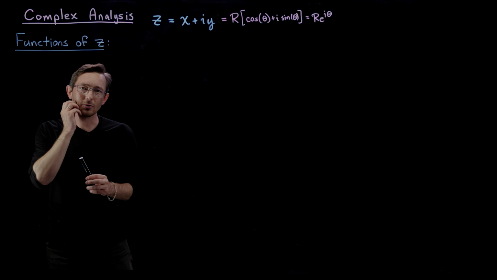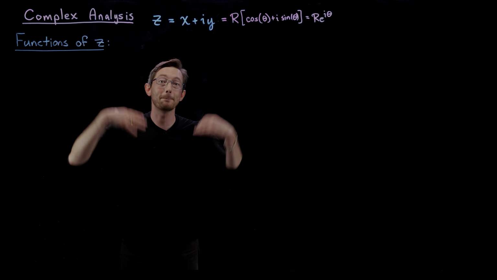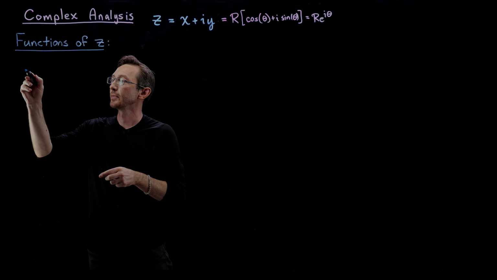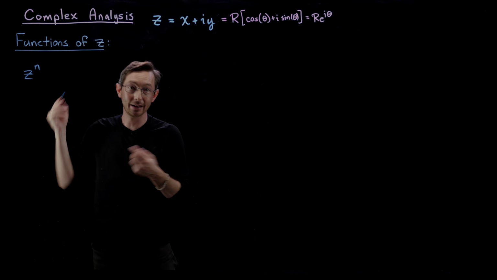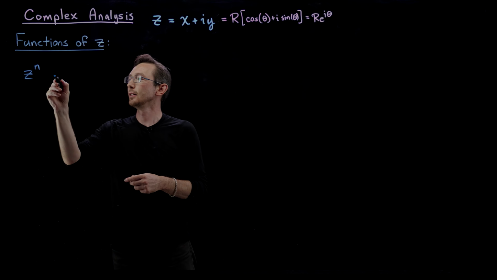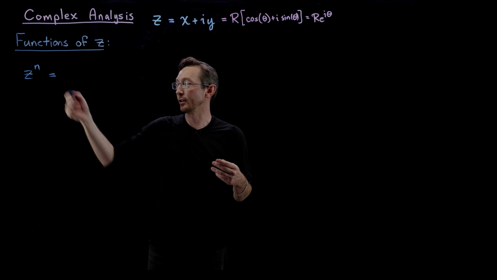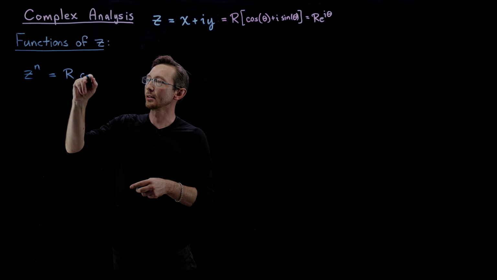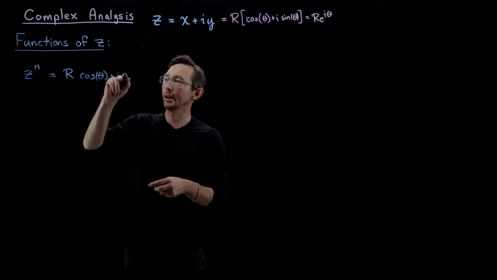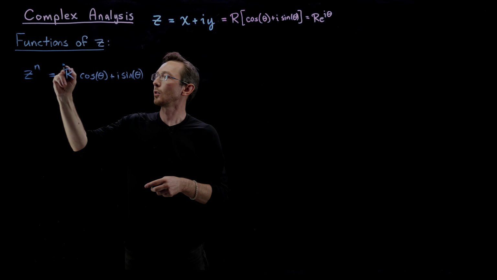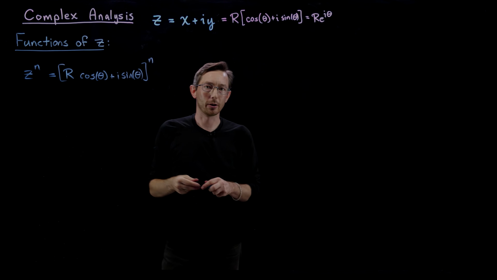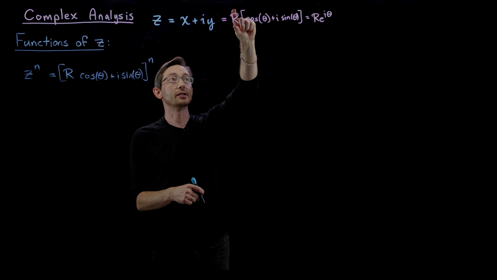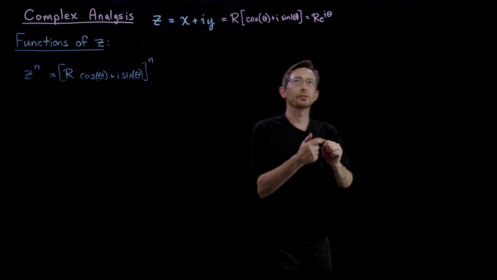Probably the one I like to introduce first are these power functions, so powers of a complex variable z. So z to the n is a function of z. Just like a real valued x squared, you can have z squared. And this is going to equal r times cosine theta plus i sine theta, quantity to the nth power. And so sometimes I'm going to use the polar form of the complex variable z in terms of its radius and its phase angle. So maybe I'll just draw a little picture here.